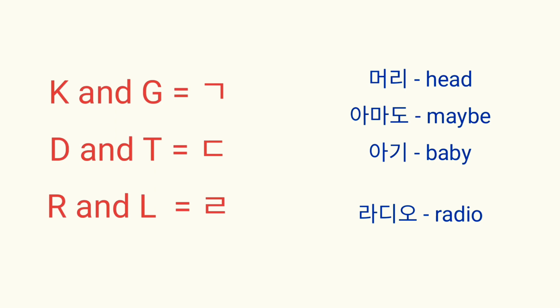For example, the first word is mori. You see here that L is used between two vowels. Mori, which means hat. Amado, amado, which means maybe. The next word is agi, agi. If you see here as well, the G sound is between two vowels. The next word is ladio. Ladio is to show you that the L is used in the beginning of the word.